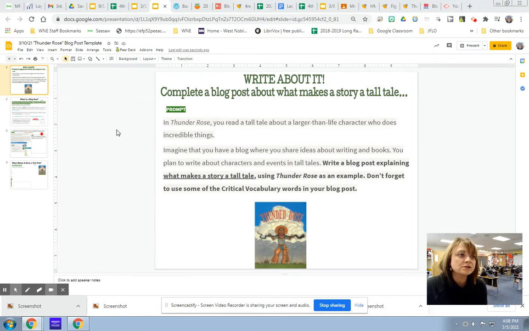In Thunder Rose, you read a tall tale about a larger than life character who does incredible things. Imagine that you have a blog where you share ideas about writing and books. You plan to write about characters and events in tall tales. Write a blog post explaining what makes a story a tall tale using Thunder Rose as an example. Don't forget to use some of the critical vocabulary words in your blog post.